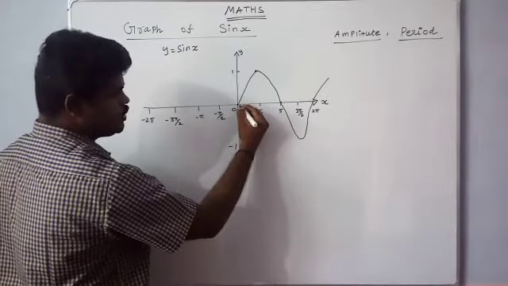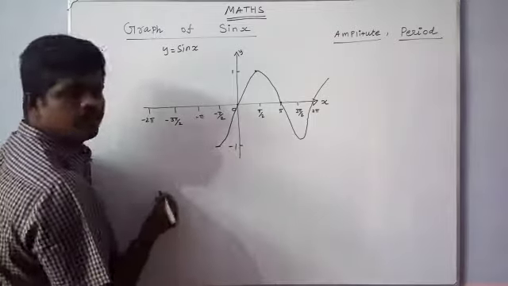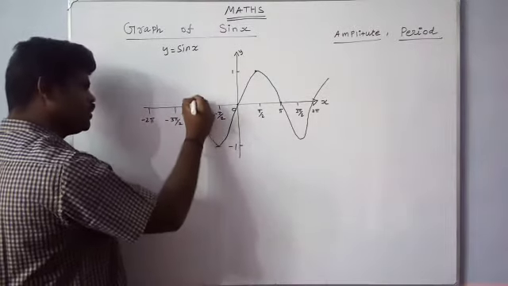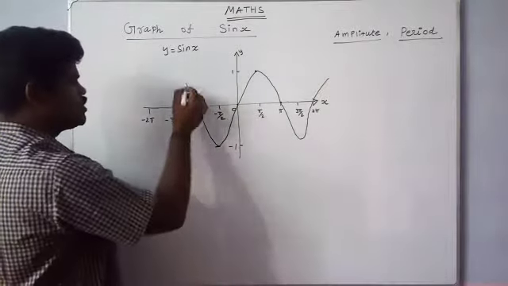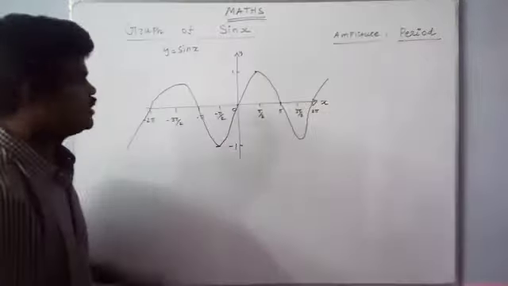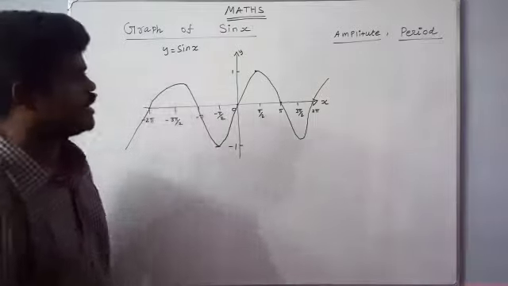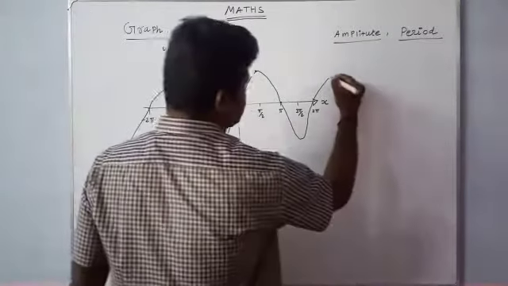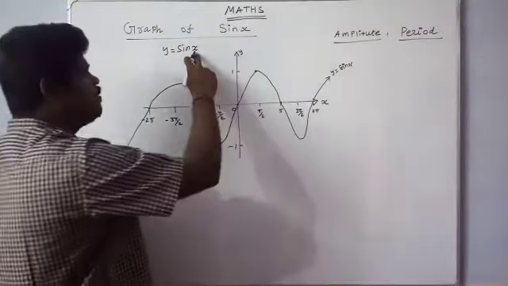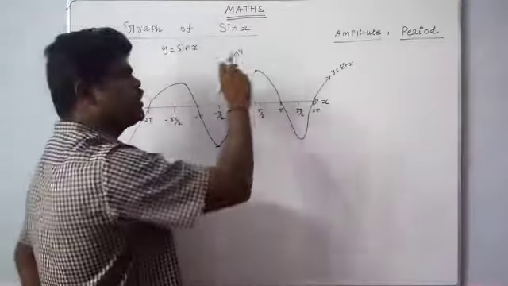Give minus pi by 2, the answer must be minus 1, here minus 1, and we put minus pi, it is 0, and also minus 2 pi, the answer must be 0 also. So this is the graph of sin x. This is the graph of y equal to sin x. We put the value of x and we get the y-axis point.